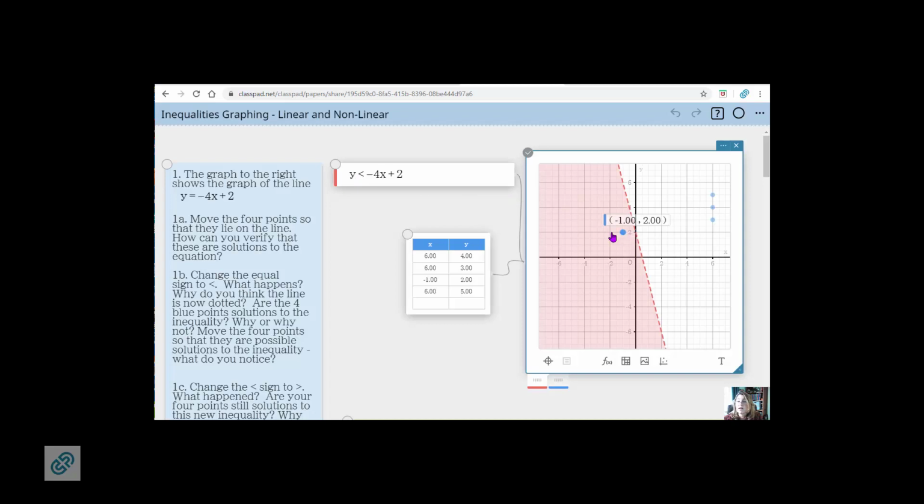Then they just test different points. Is this a solution, or is this over here a solution? They're basically trying to figure out, what does it mean to have an inequality? Where are the solutions? There are a lot of solutions, and if it says less than, my solutions seem to be lying to the left. So there are a lot of things they're supposed to be observing. That's what's going on in this first section.